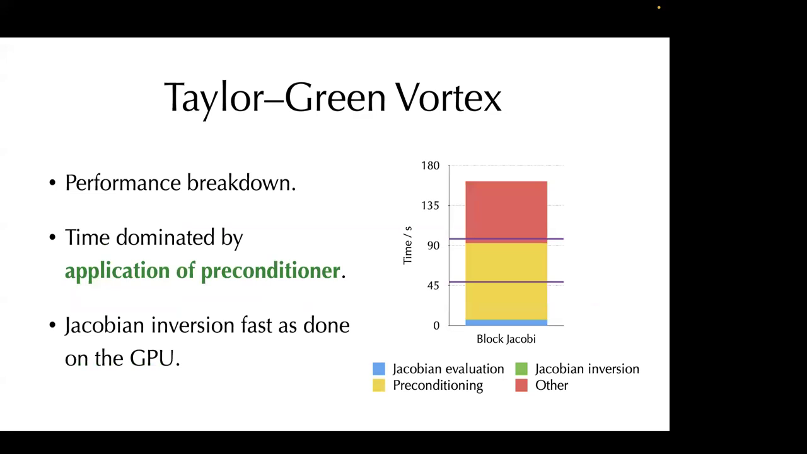To give you an idea of how the performance breaks down, you can see that the majority of our time is spent in the application of the preconditioner, followed by other, which includes your right-hand side evaluations and the Arnoldi iterations needed for GMRES. The Jacobian inversion, because again your preconditioner is an inverse Jacobian, doesn't take up much time at all, even though you're inverting relatively large matrices, as this can all be perfectly offloaded to the GPU.